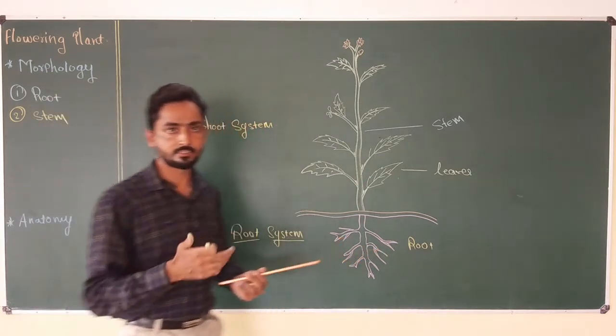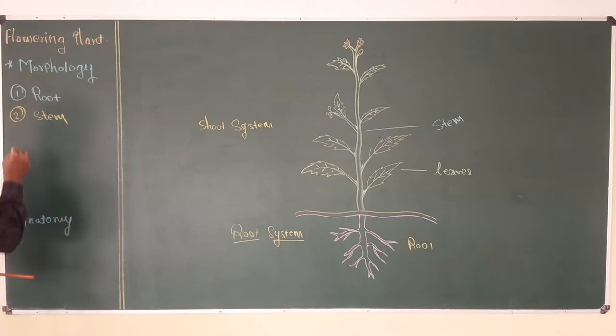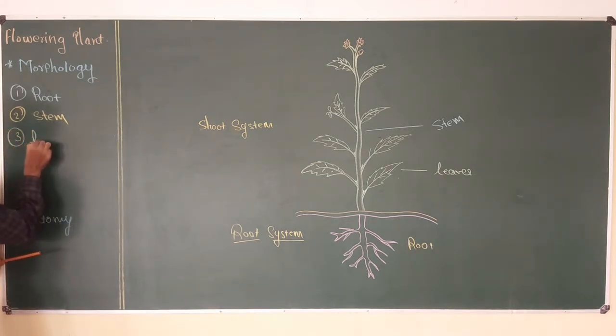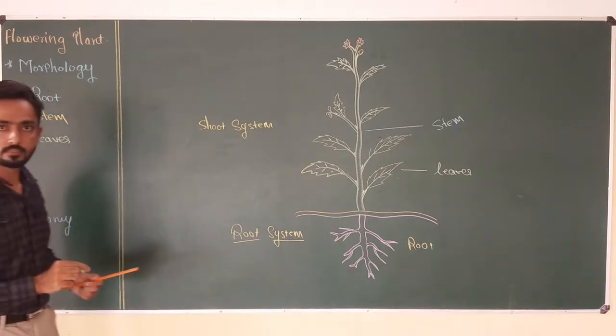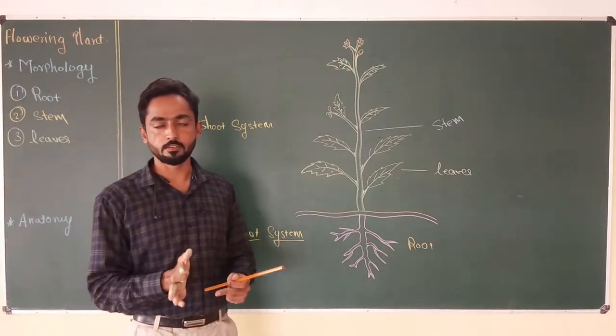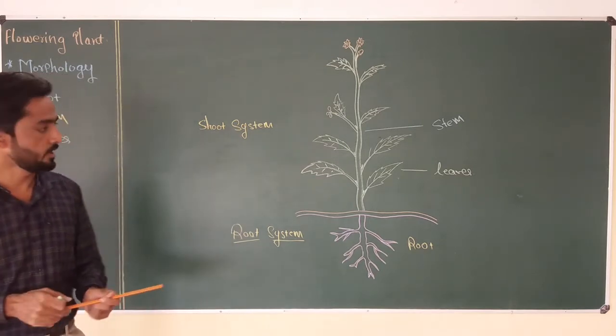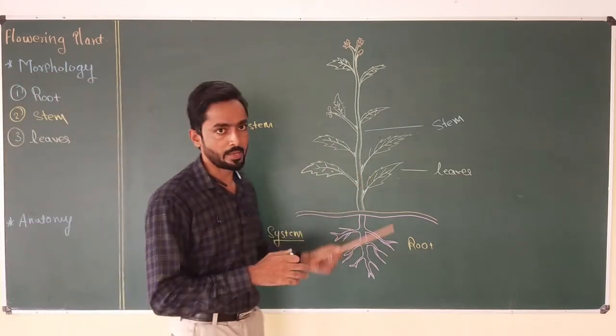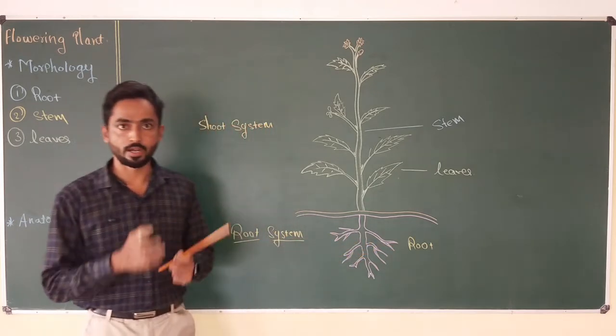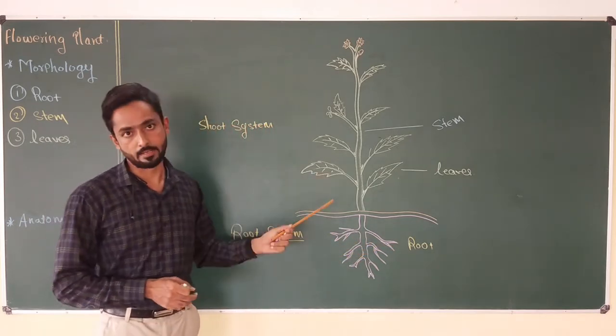So in the next section of the series, I am going to focus on leaves of the angiospermic plant. In this part, I am going to discuss in detail the structure of leaves, then their types, function and modifications. Okay, so leaves also perform some additional functions like providing mechanical support to the plant body.